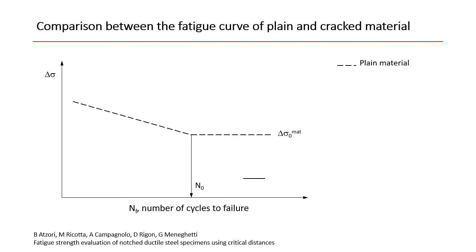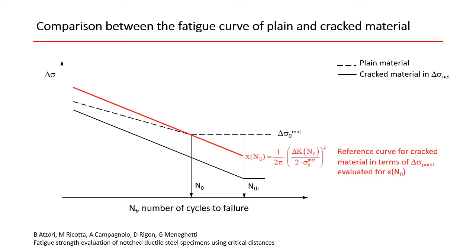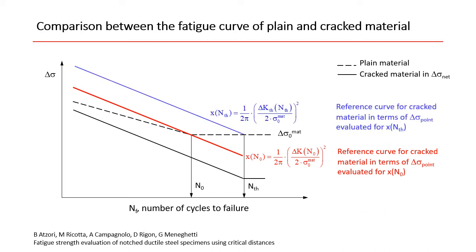In this slide, you can see the fatigue curve of plain material with the knee at N0 number of cycles to failure. This curve is the fatigue curve of cracked material, realized in terms of net stress, with the knee at the number of cycles to threshold. The red curve represents the reference curve for cracked materials, realized in terms of single point stress, evaluated for a critical distance calculated at N0, and the blue one is the reference curve evaluated for cracked materials in terms of sigma point calculated for the critical distance corresponding to a number of cycles for threshold.